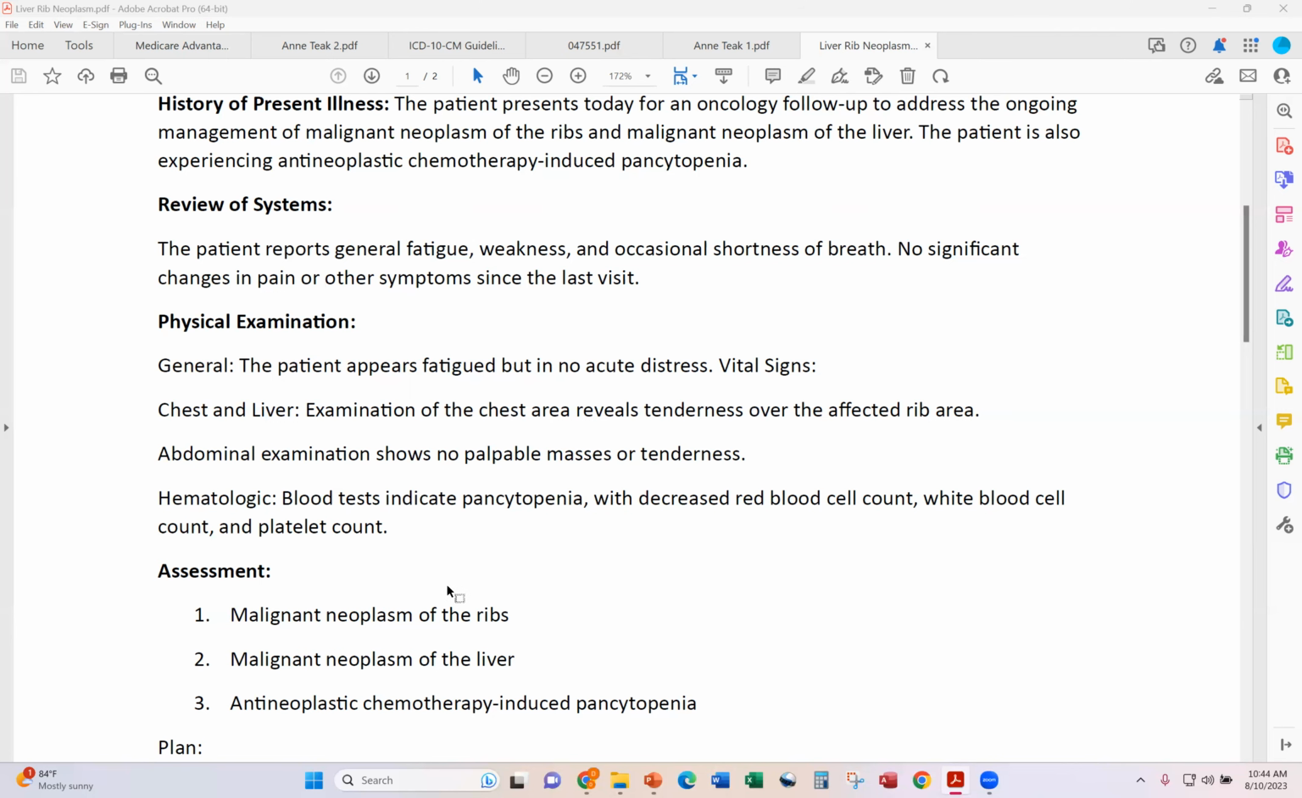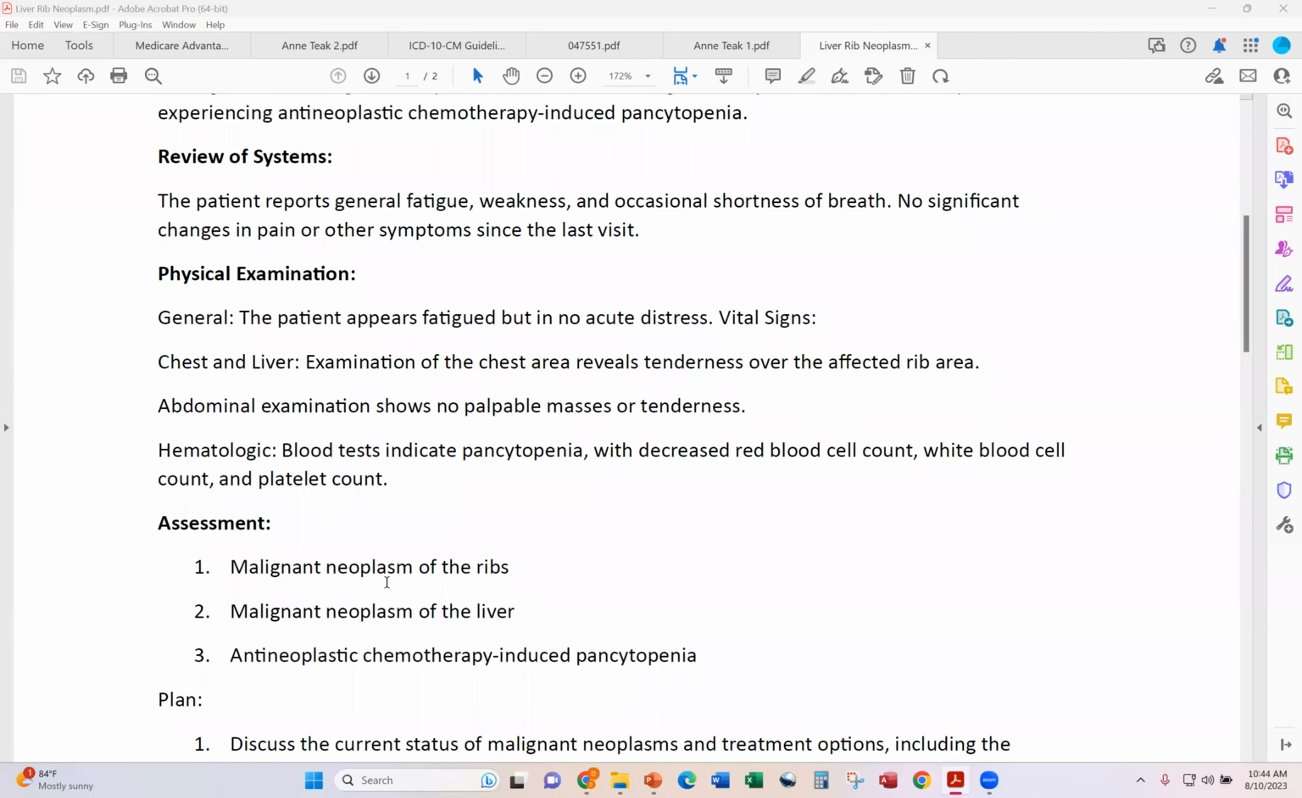So what do you do here? We have malignant neoplasm of the ribs, not identified as primary or secondary. We don't have any indication of metastasis or anything like that. If we have the ability to submit a query, that's what we want to do, right? But now the handcuffs are on you because you don't have the ability to submit a query.